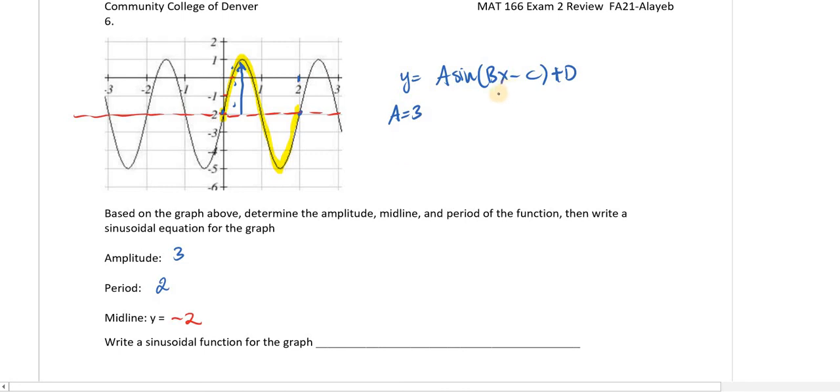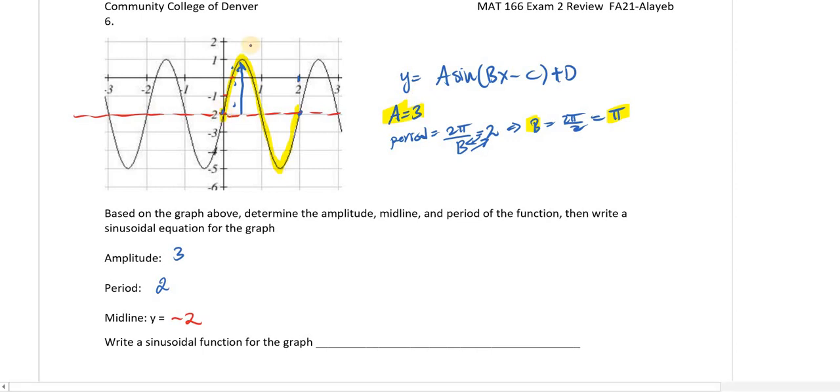The B comes from the period. We know that the period is equal to 2 pi, because we're working with sine here, over B, which is equal to 2. So I can find B here. If we switch these together, we get B is equal to 2 pi over 2, which is pi. So B is equal to pi. A is equal to 3.